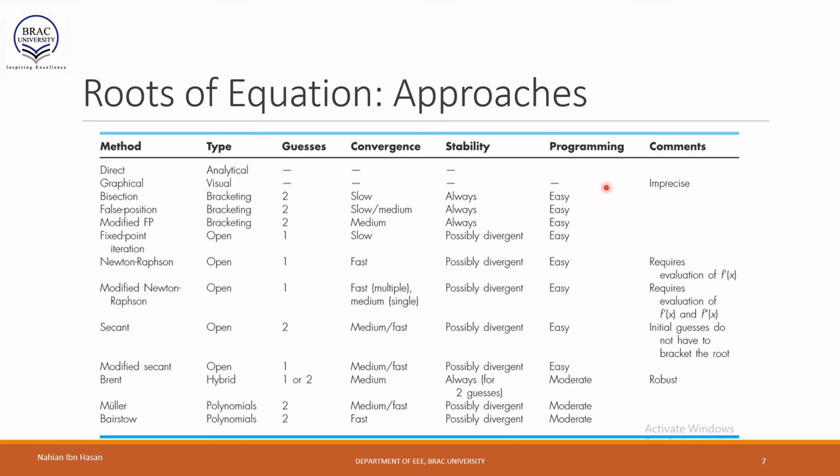In the sense of programming, these open methods and bracketing methods are very easy to implement, but Muller's method and Bairstow's method are moderate. I would say they're moderate because they are not so complex, but you have to face some challenges to implement those methods in code. So that's the summary of all of the methods that we have learned to find out the roots of the equations.